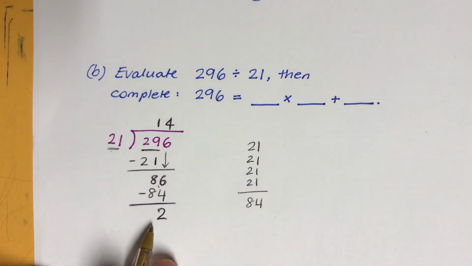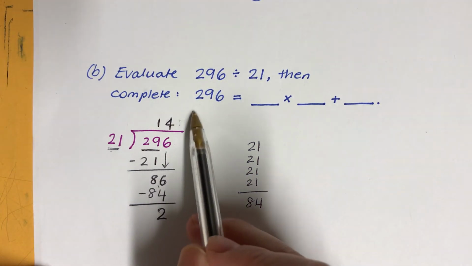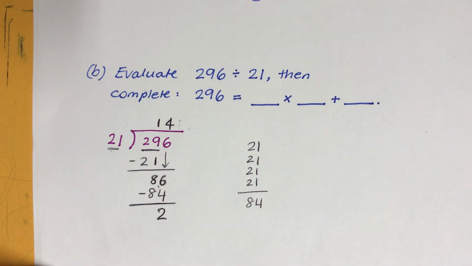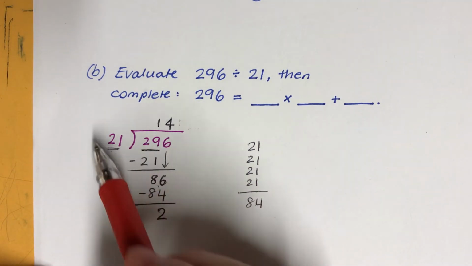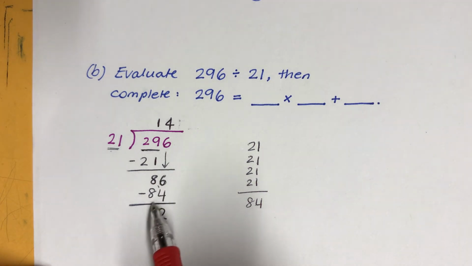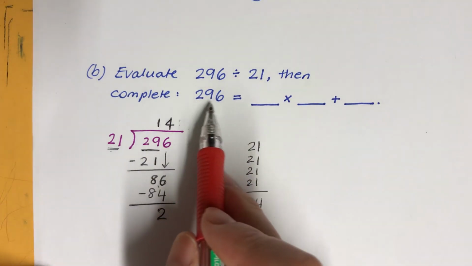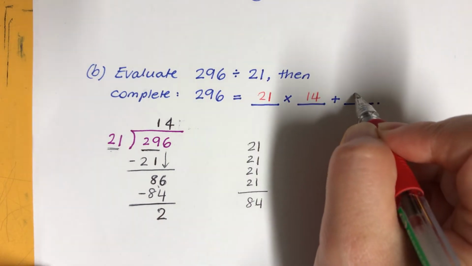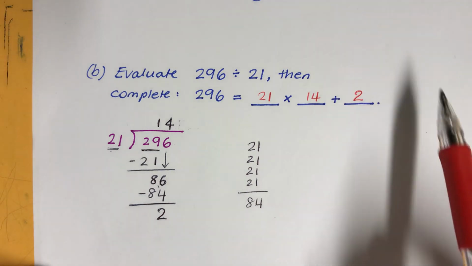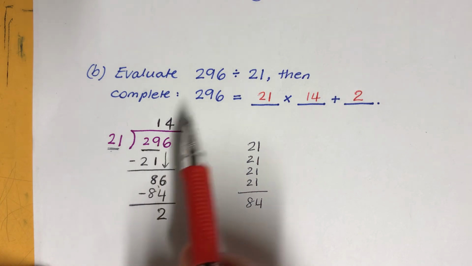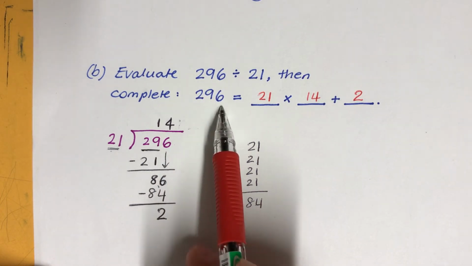That's my remainder. In a primary school, you'll probably put a little r and 2 there, but we don't do that in high school. So what this really means is 21 times 14 and gives a remainder of 2. To get 296, I'll go 21 times 14 plus 2. If I add the remainder, whatever the leftover, into this product, 21 times 14, I will get the original 296.